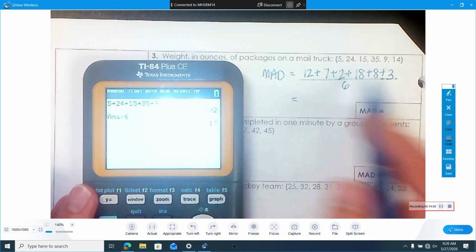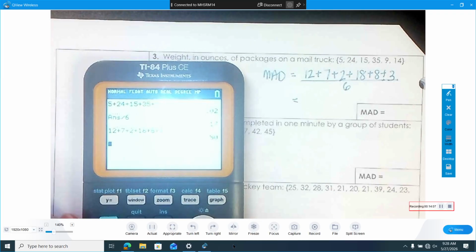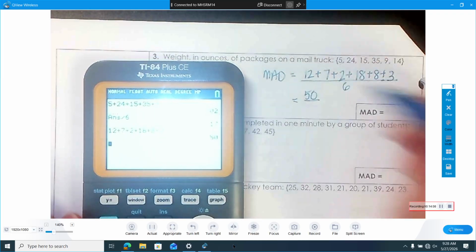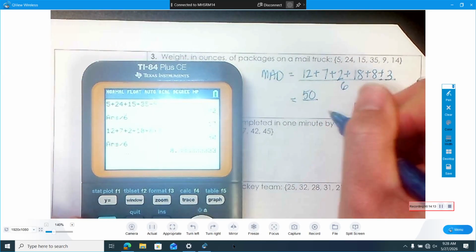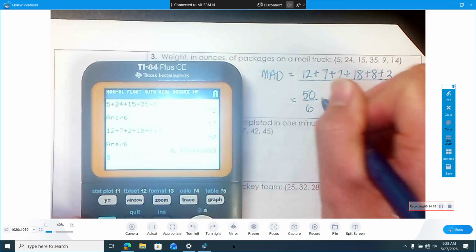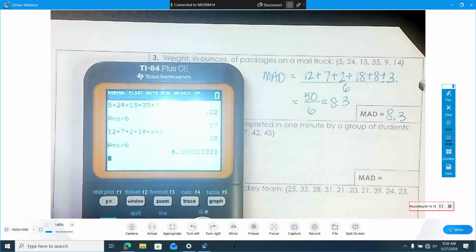So I'm going to add up my numerator first. 12 plus 7 plus 2 plus 18 plus 8 plus 3. We get 50. Make sure you do this correctly. You have to do the numerator first. Divided by 6, we get 8.3 for the mean absolute deviation.